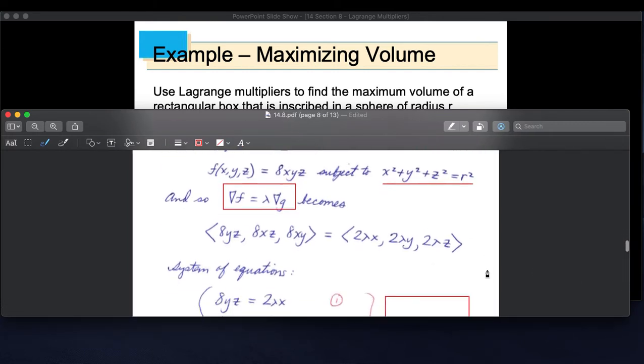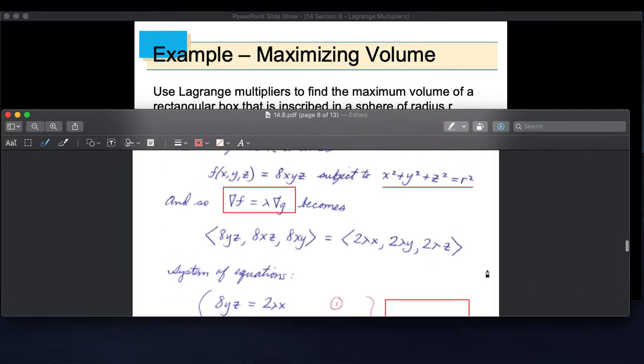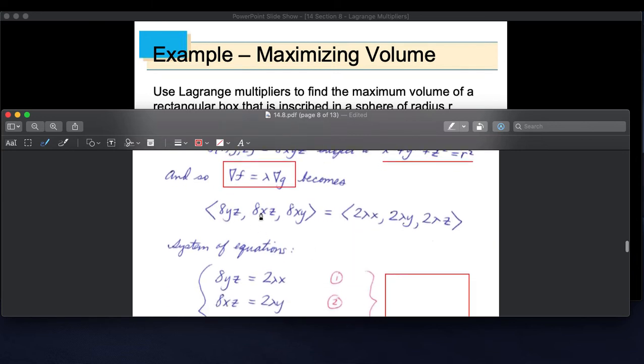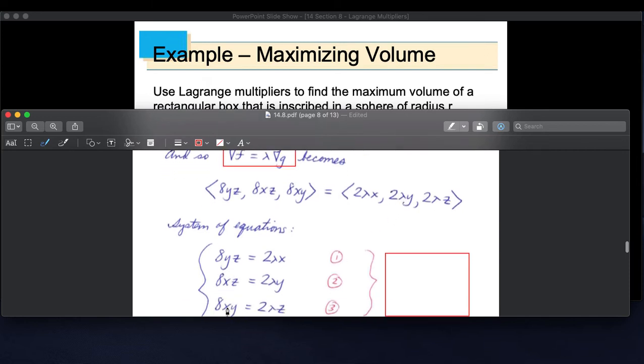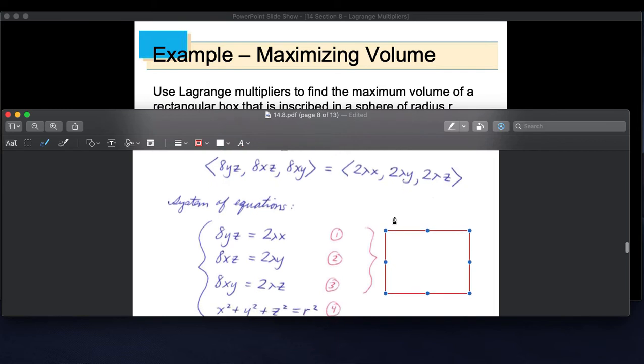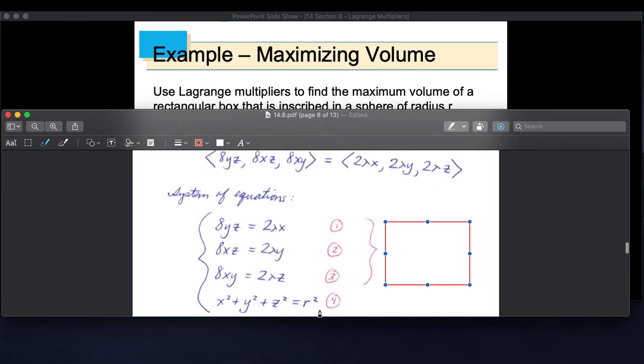So my first equation is obviously 8yz equals 2 lambda x. Hopefully that makes sense. Again, first component equals first component. Second equation is second component equals second component. Third equation is third component equals third component. And of course, our fourth equation is the constraint itself, the sphere of radius r.